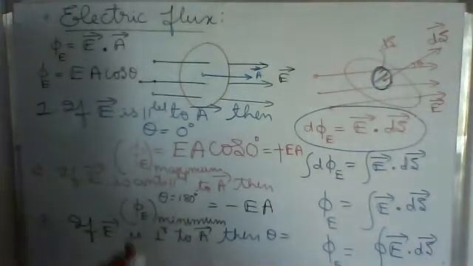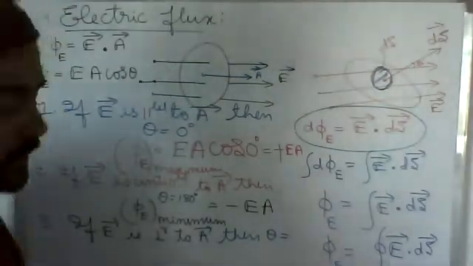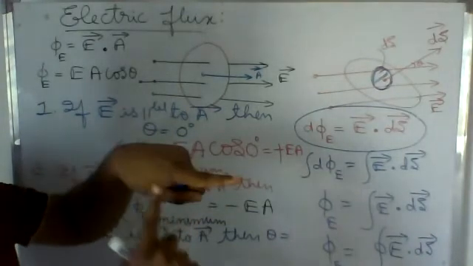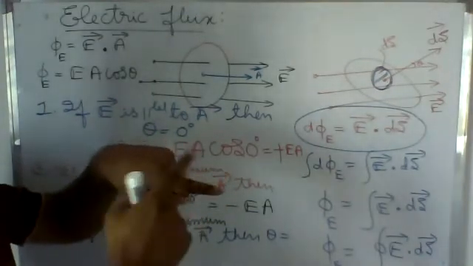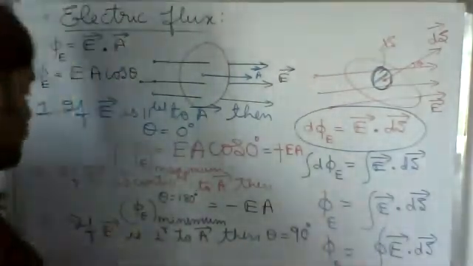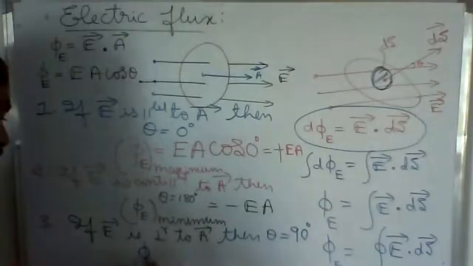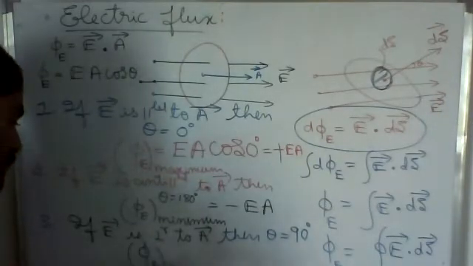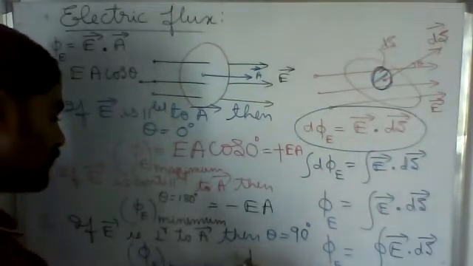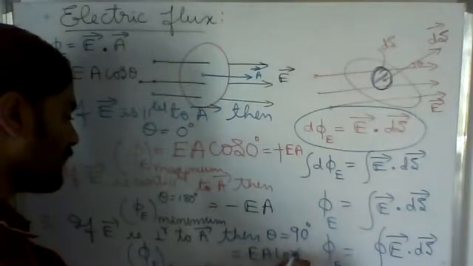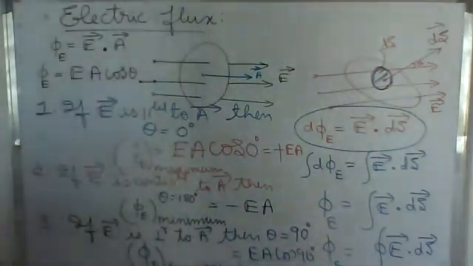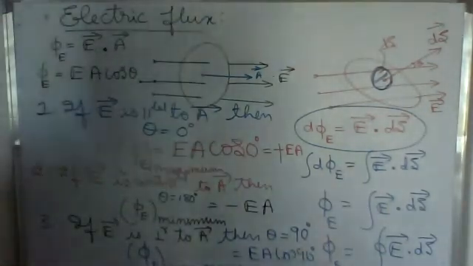But here in this case, flux is minimum, but that is equal to 0. Because here the E vector is perpendicular to the A vector. And what is the angle in between them? That is 90. Theta is equal to 90 degree. So then electric flux phi E is equal to EA cos 90. Cos 90 is 0, so the flux is 0. So these are the three very important special cases.